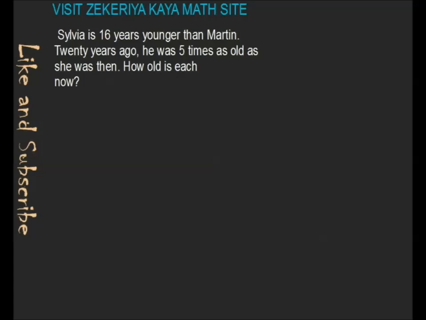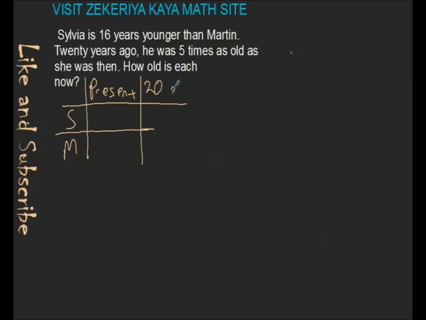You two, number 1 and number 2, compare to the word and research me. Yes, it's right. Now we must make a table. You two also, we must make a table. Sylvia and Martin, there are 2 people, and their present age, and what is written in here? 20 years ago. I didn't write the years part.